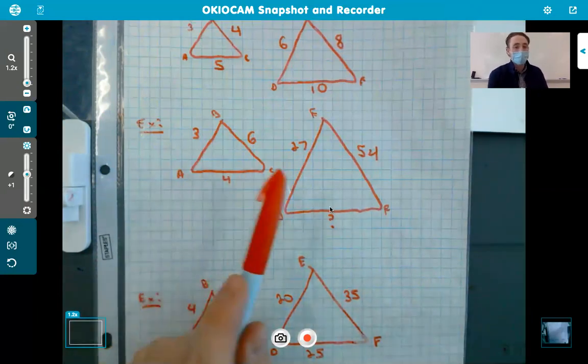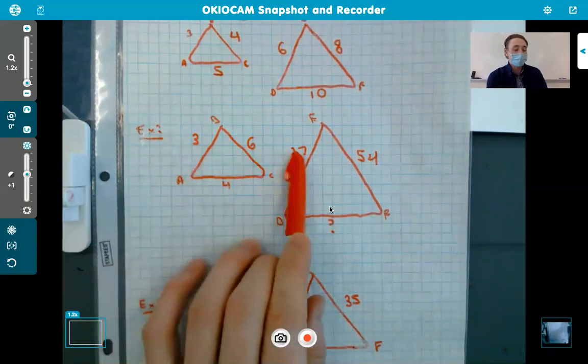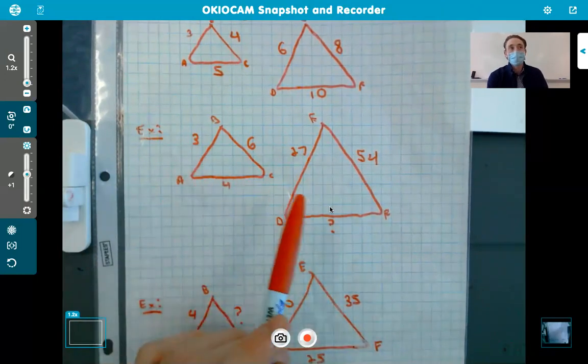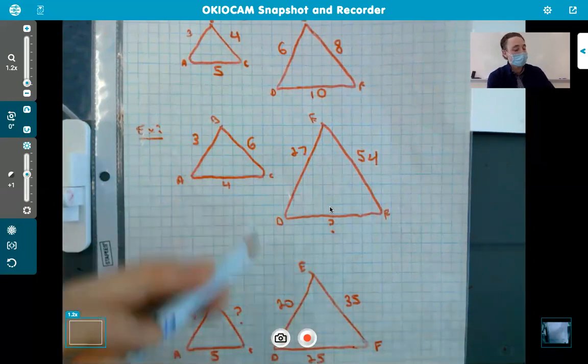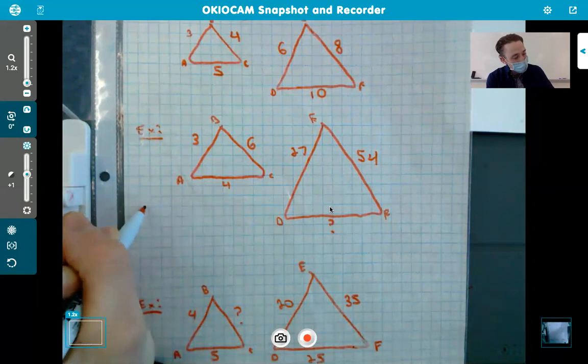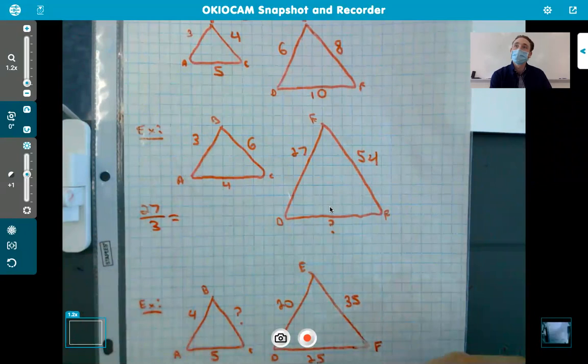So if I look at example 1 here, what I'm going to ask myself is, what do I have to multiply 3 by to get to 27? So 3 times what number gives me 27? Or you could think about, if I did 27 divided by 3, what's that going to give me? 9, right? Good.